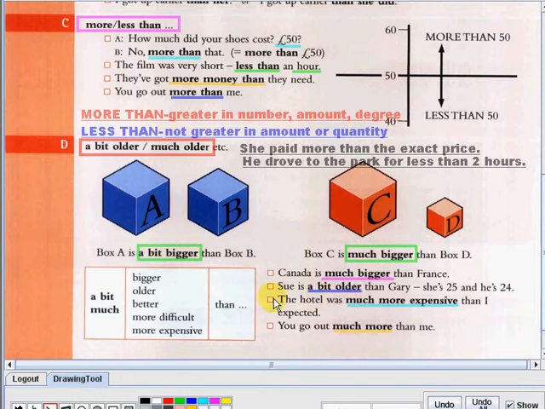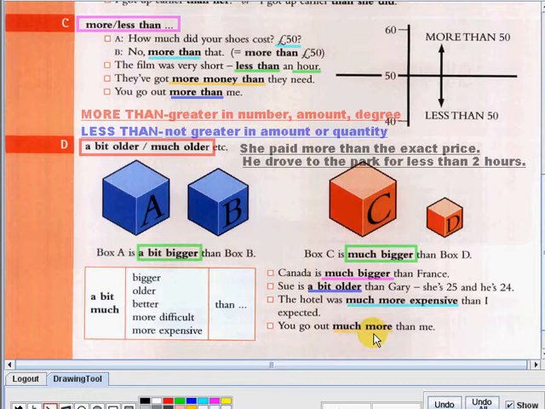Okay, now let's go to number 3. The hotel was much more expensive than I expected. In this sentence, we used much more expensive. Okay? Much is placed before the comparative more expensive. Then we just add the word than. Now let's proceed to the fourth and last sentence. You go out much more than me. Okay, like in the previous sentences, we use the word much more.